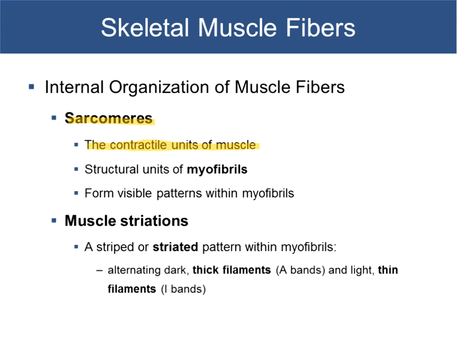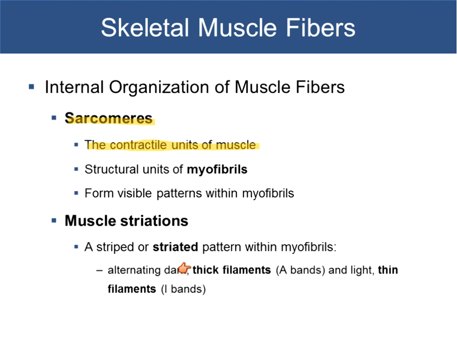A sarcomere is a contractile unit of muscle. That's how we would define that. This would be an excellent fill-in-the-blank question because we're going to talk about sarcomeres a lot this unit. The sarcomere is the structural unit of the myofibrils, and because of the way the thin and thick filaments, aka myofibrils, are arranged, they give you patterns. Those striped or striated patterns of the myofibrils are the striations that we see when we look at skeletal muscle tissue under a microscope.